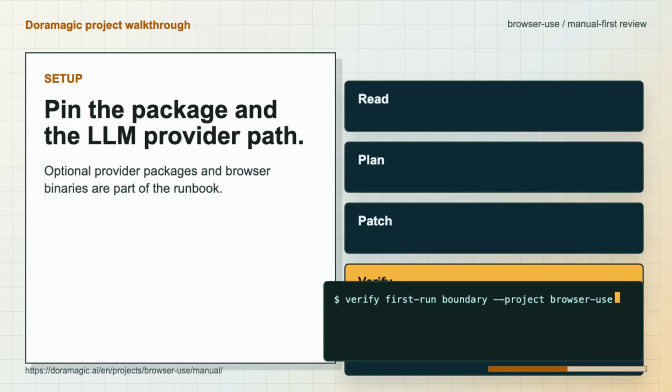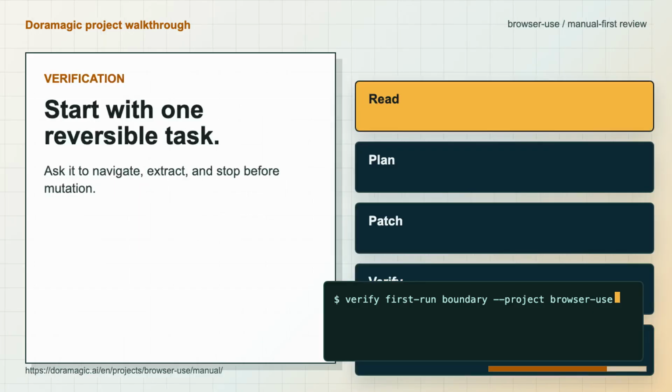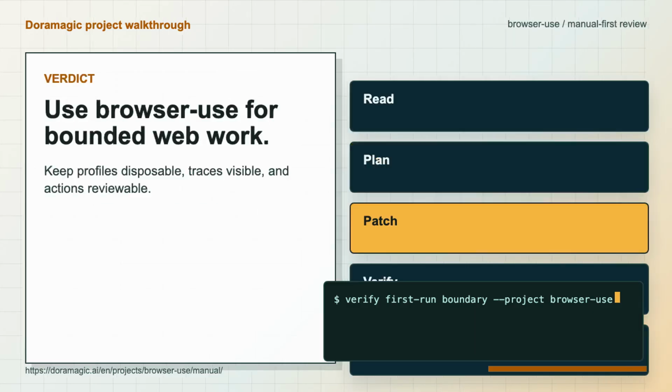The installation path also has practical edges. Pin the browser use version, know which LLM provider package is installed, and confirm the browser runtime before blaming the prompt. A broken browser binary or missing provider dependency can look like agent confusion when it is really environment drift.